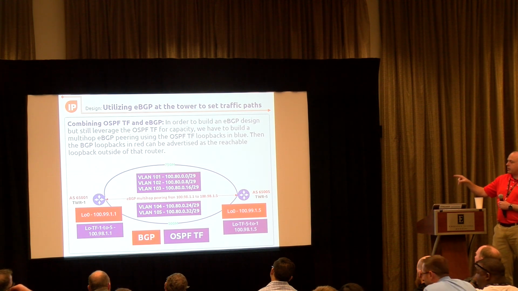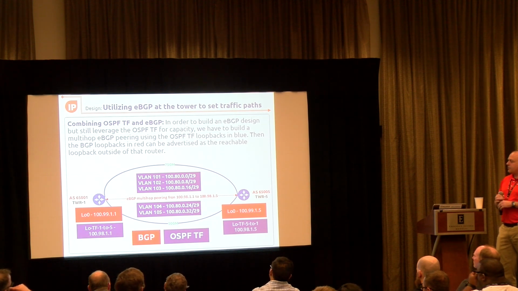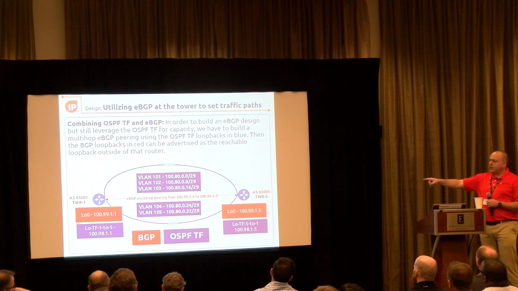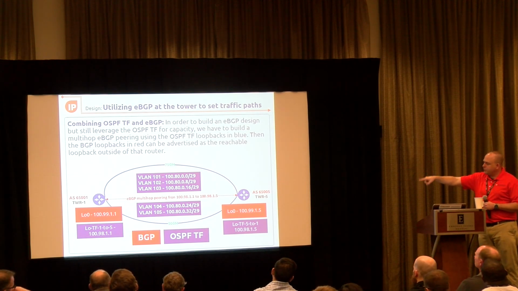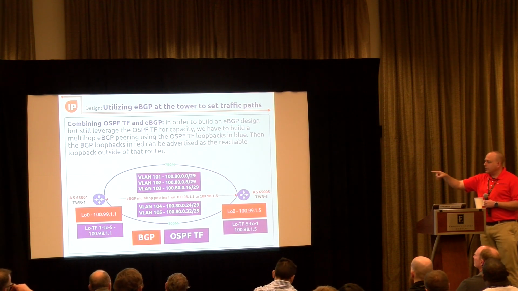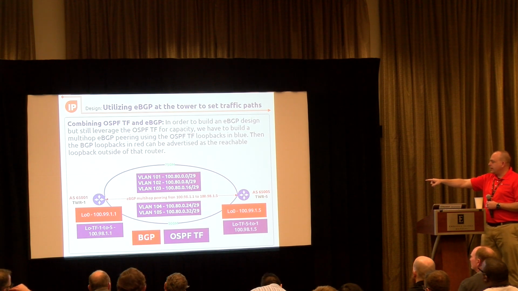Now we go into our red addresses here. These are the loopbacks that we put on the router that are advertised in BGP. So when you go to the next router downstream, if we were to jump over to Tower 4, which isn't in this picture, we wouldn't learn any of the stuff in blue. None of those OSPF subnets or those loopbacks would get learned by the next router. You would just learn the 100.99.1.1 and 100.99.1.5.